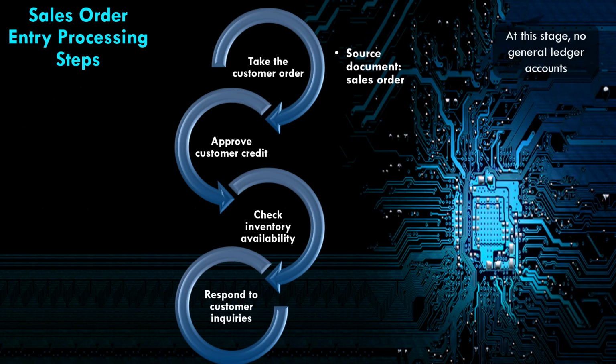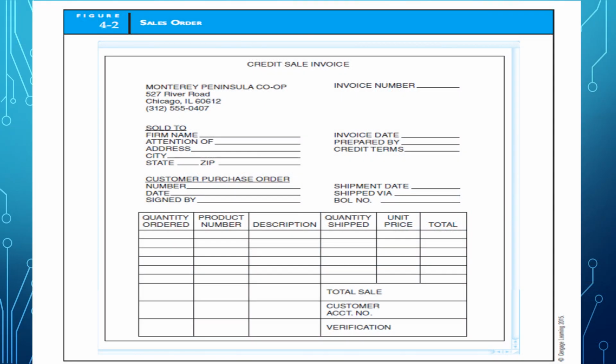And remember, at this stage, there is no recording in the accounting files. These are non-financial activities happening through the system, but they do not carry any financial impact on the recording of either the accounts receivable or the inventory. So this is an example.